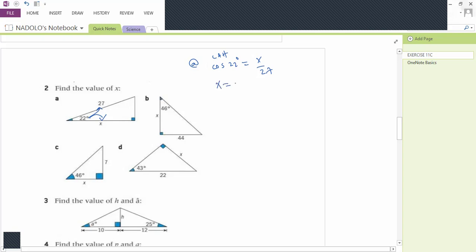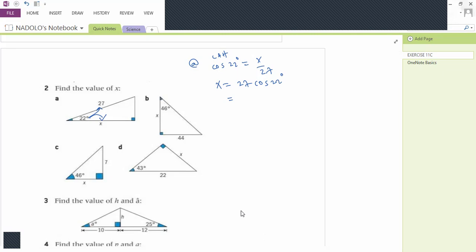So how do you get x? x will be given by 27 times cos 22 degrees. All right, so use your GDC to do 27 times cos 22.